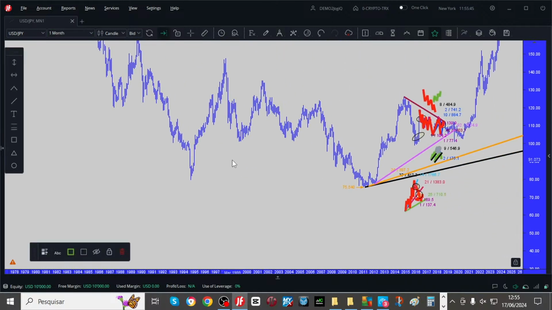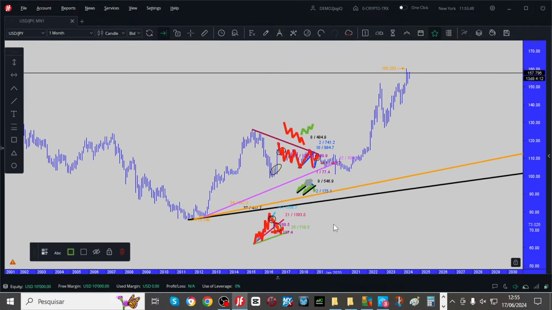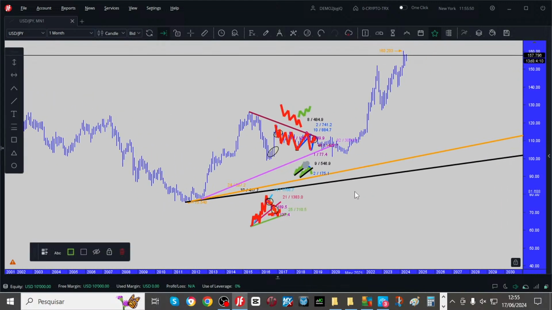Alright everybody, that's the homework: chart the 3 trend lines on the monthly, the weekly and the daily, on the currency pairs of your choice.